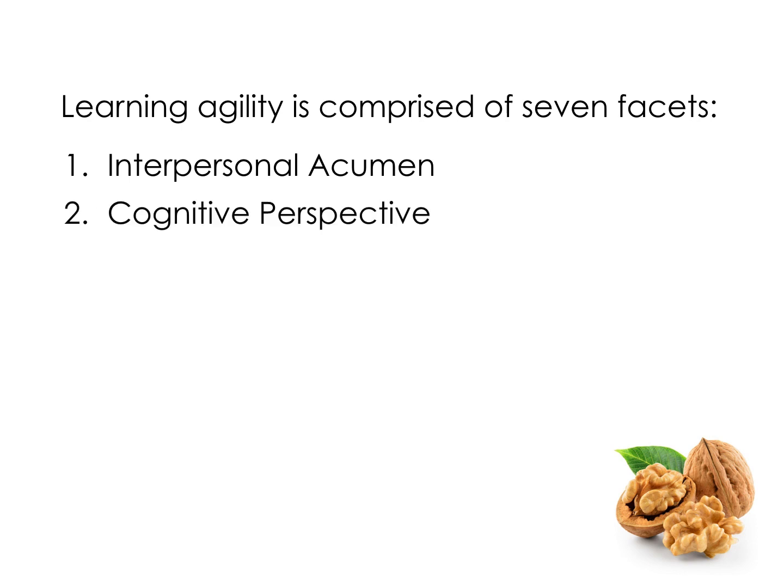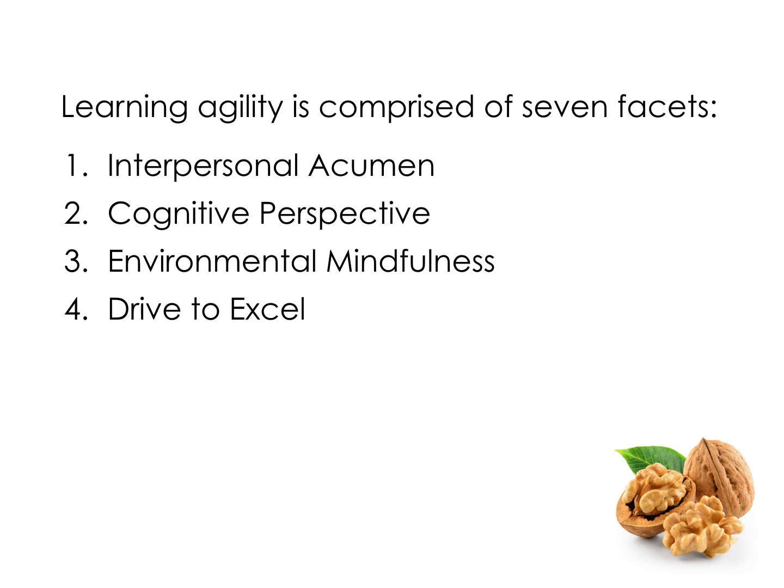Number 2 is called cognitive perspective, and in simple terms, this refers to your ability to problem solve effectively. The third facet is environmental mindfulness. So in other words, your ability for EQ, so your ability to read the play, so emotional intelligence. Can you walk into a room? Can you read the emotional currents? And can you shift and change your approach to be effective in that situation?